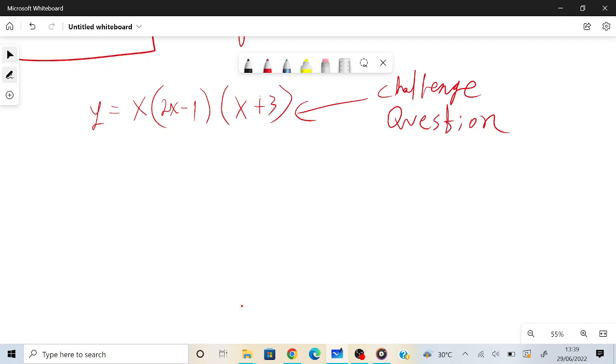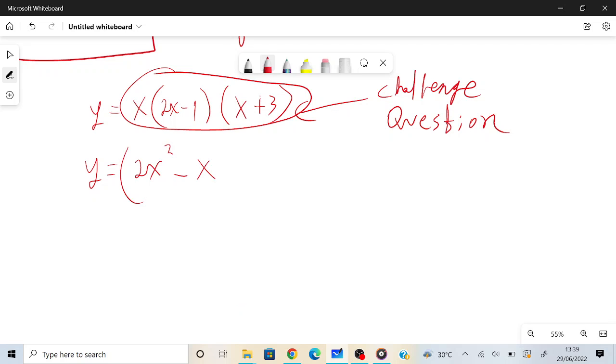Now before I start, I know that I need to expand them out. Now if you are uncomfortable in expanding brackets, you can look at my video on expanding single, double and triple brackets. Now expanding this, I know that y is equal to 2x squared minus x into x plus 3. How I got this is that if I expanded this, x times 2x, that's 2x squared, and x times minus 1 is minus x.